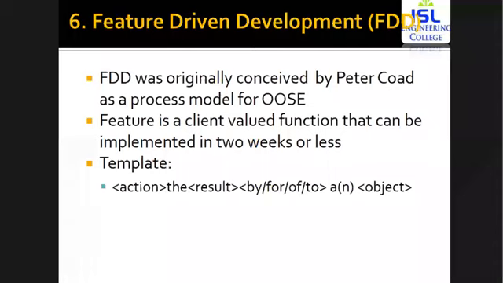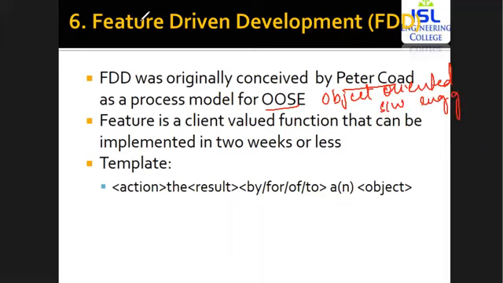The next model is feature driven development. This model was designed by Peter Coad. Initially Peter Coad designed this process model for OOSE, that is object oriented software engineering. As the name says, feature driven development, you're going to develop a model based upon the different features that are given specific value by the customer.